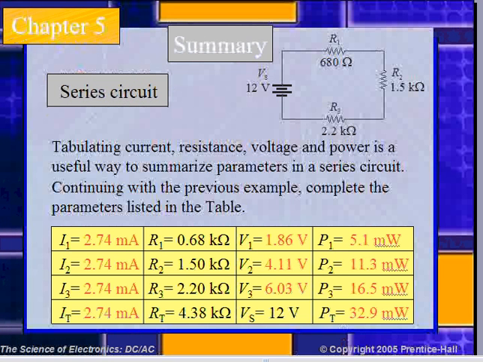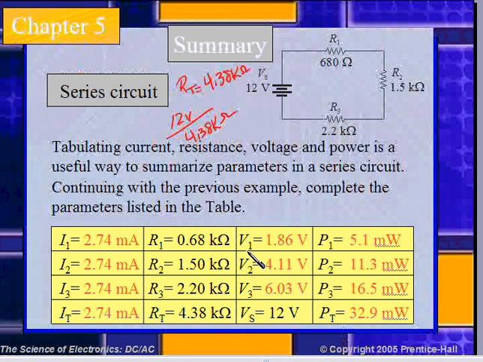Tabulating current, resistance, voltage and power is a useful way to summarize parameters in a series circuit. Continuing with the previous example, complete the parameters listed in the table. So I1, I2, I3, and total should all be the same. More importantly, we found the total resistance was 4.38 kiloohms. So now to find current, I would take 12 volts and divide it by 4.38 kiloohms or 4,380, and that gives me 2.74 milliamps. I have 2.74 milliamps all the way around the circuit.